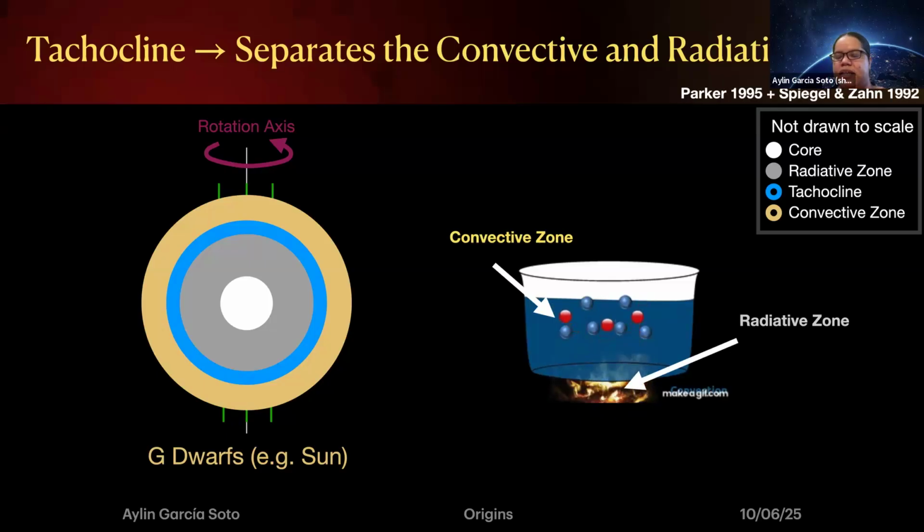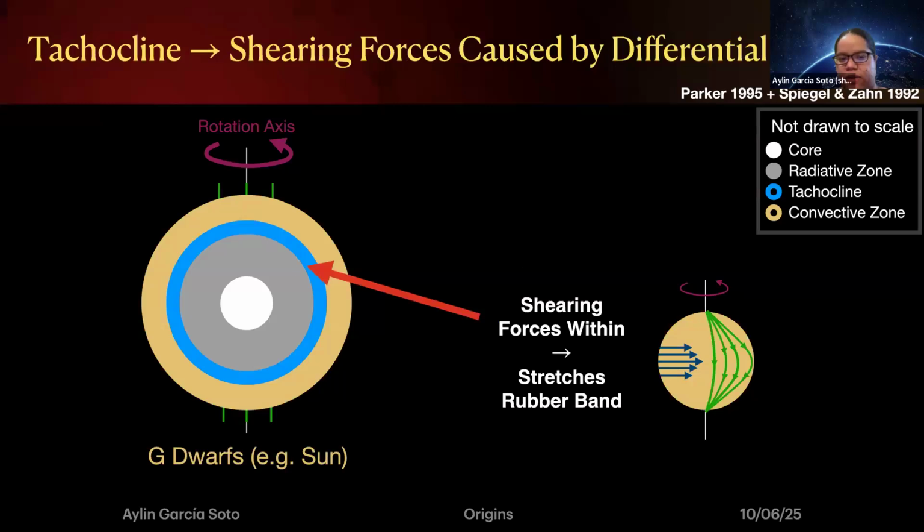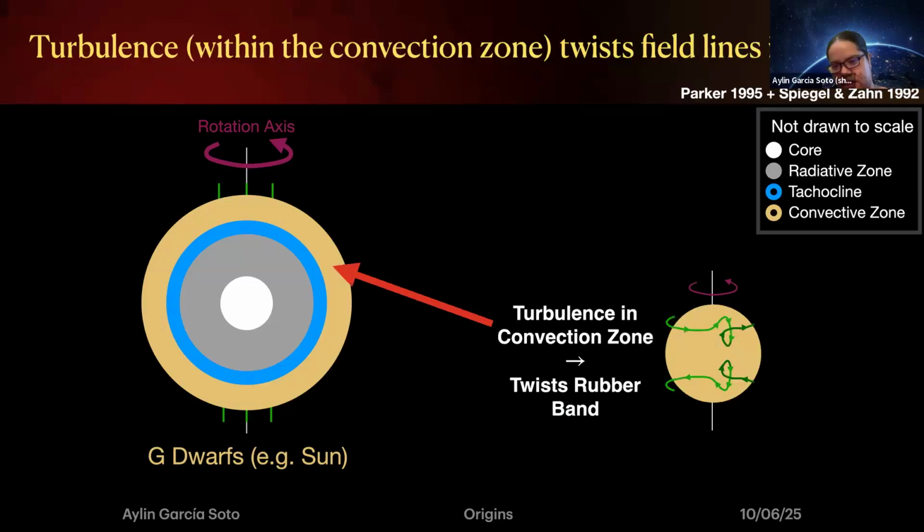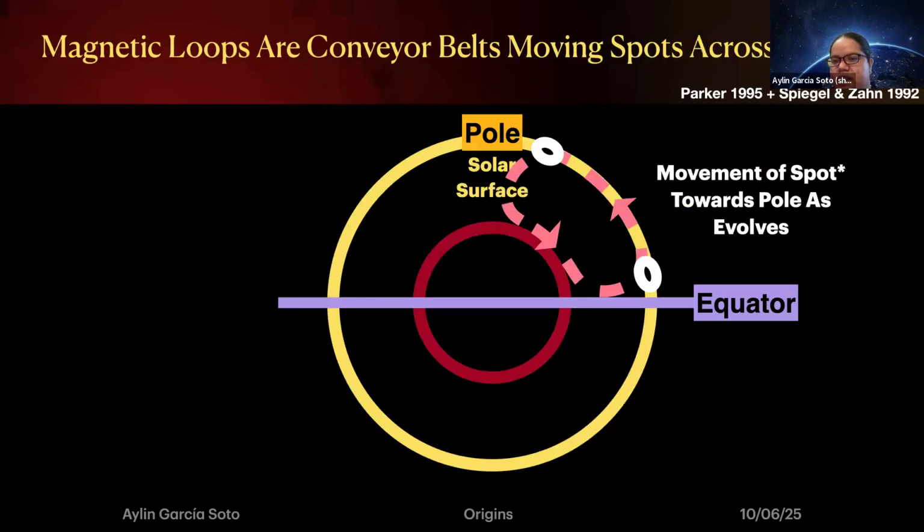In this region, because there are differential forces on both sides, it's thought to be sheared as the star rotates. And so these rubber bands are being stretched around the sun. And because there's turbulence in the convective zone, the rubber band gets twisted, essentially. And from these twisted magnetic loops, you can get features on your surface. So this is where the spots come in.